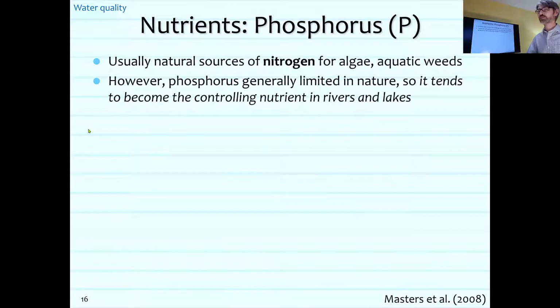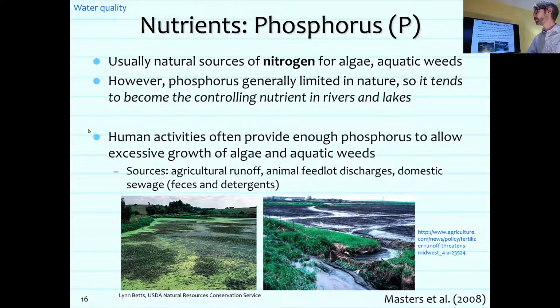blue. Phosphorus is another major nutrient that we just learned about. They're usually natural sources of nitrogen for algae and aquatic weeds, but phosphorus is generally limited in nature, and so it tends to become the controlling nutrient in rivers and lakes in freshwater. Human activities often provide enough phosphorus to allow the excessive growth of algae and aquatic weeds. Then it looks like this.